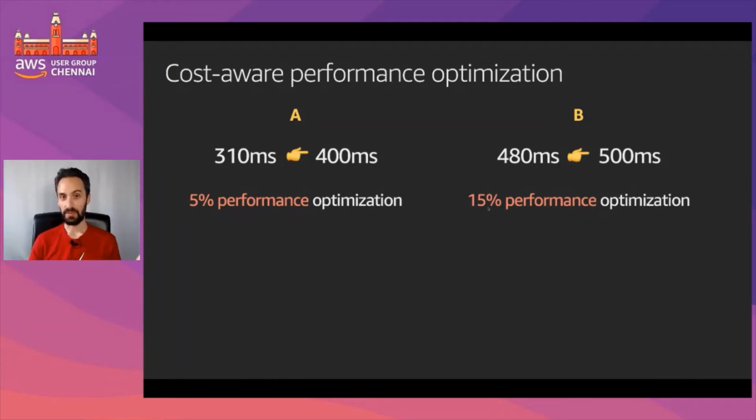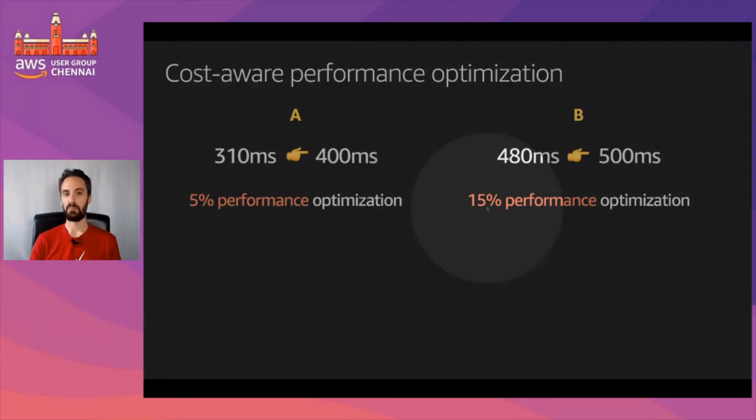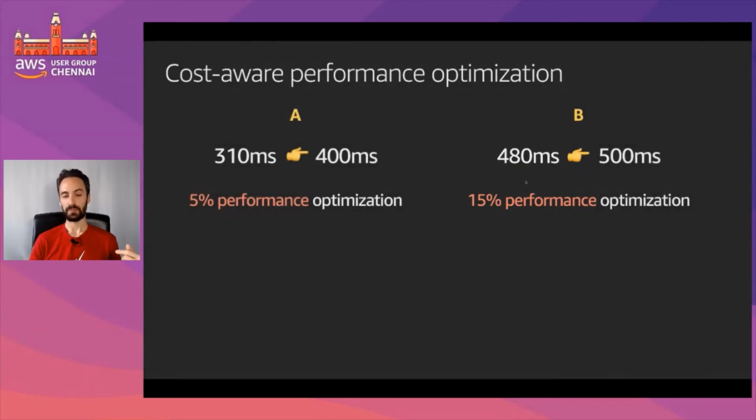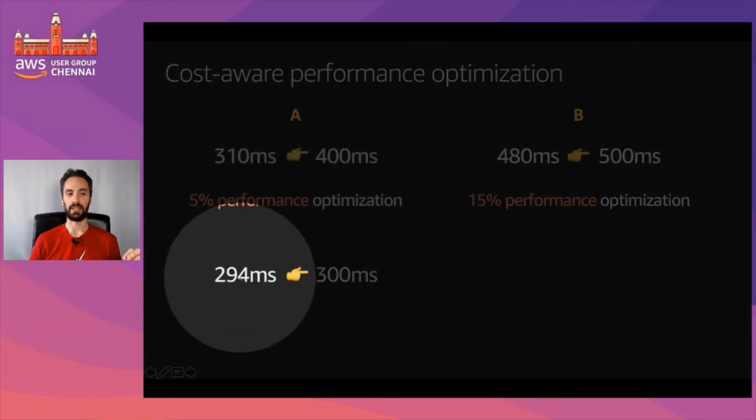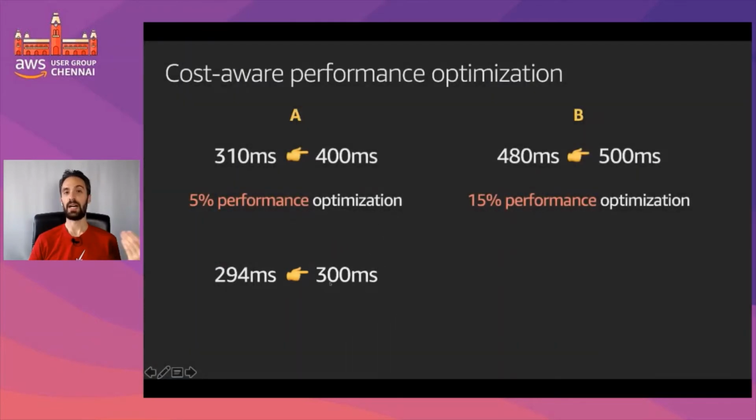Now, it's very subjective, and it depends on your goal. If your goal is optimizing for performance and user experience, probably B is a better option. But if we are optimizing for cost, and that's the mission of this operation here, let's look at the numbers. So if I do that with function A, I optimize 5%, I'm now running at 294, which means I'm paying 300 milliseconds on average. So I've optimized for cost about 25%.